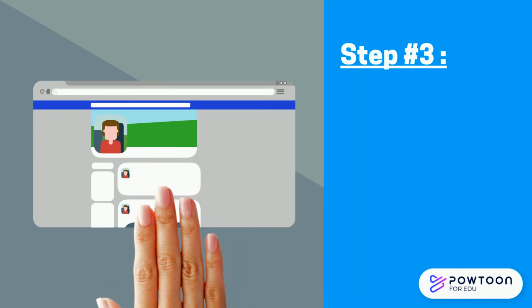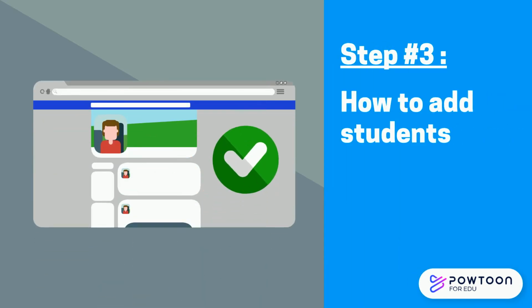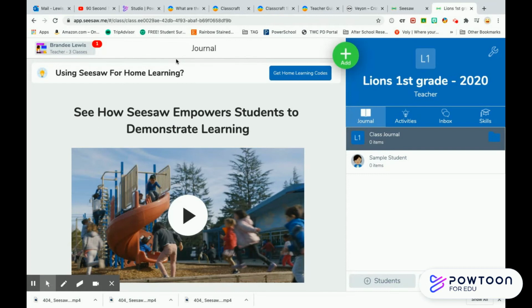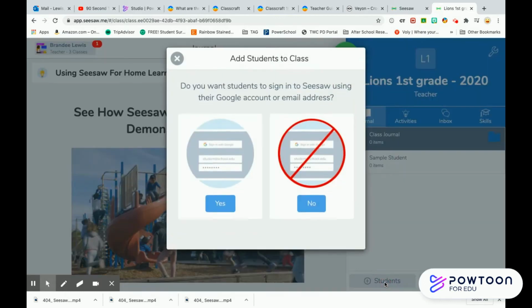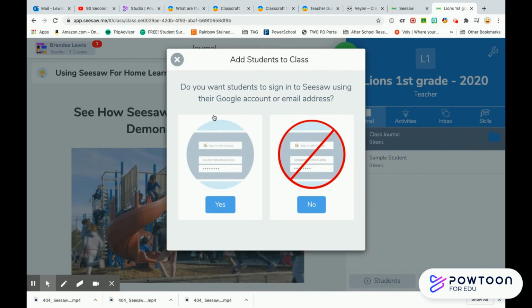Step 3, how to add students to your class. So once you've created your class, the next thing you want to do is add your students. So when you go down to the bottom of your home page, in the right corner, you'll see the Students tab, and you'll click on that. From here, you have two choices on how you would like to add students to your class. Now, the first way is through a Google account, or the second way would be through an email address.